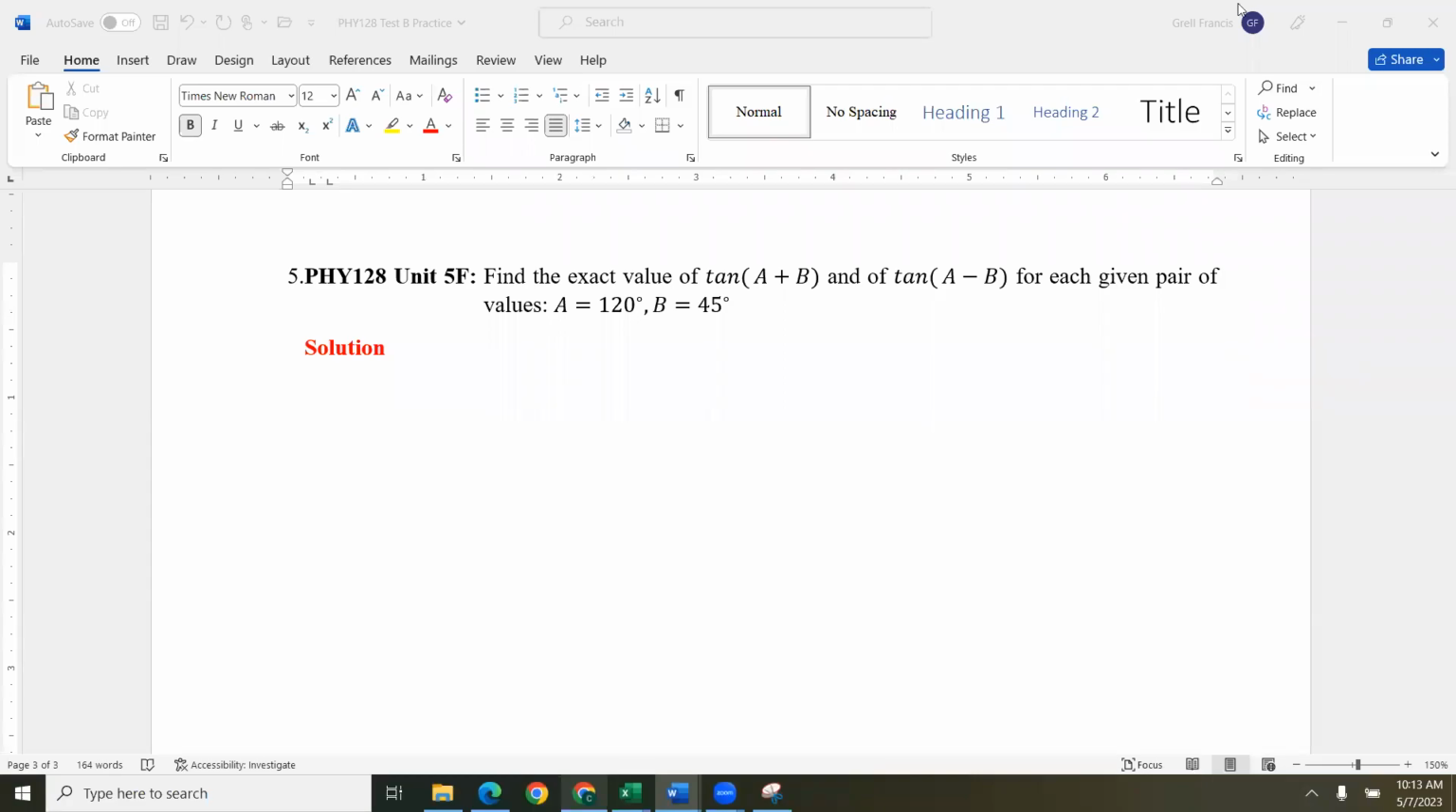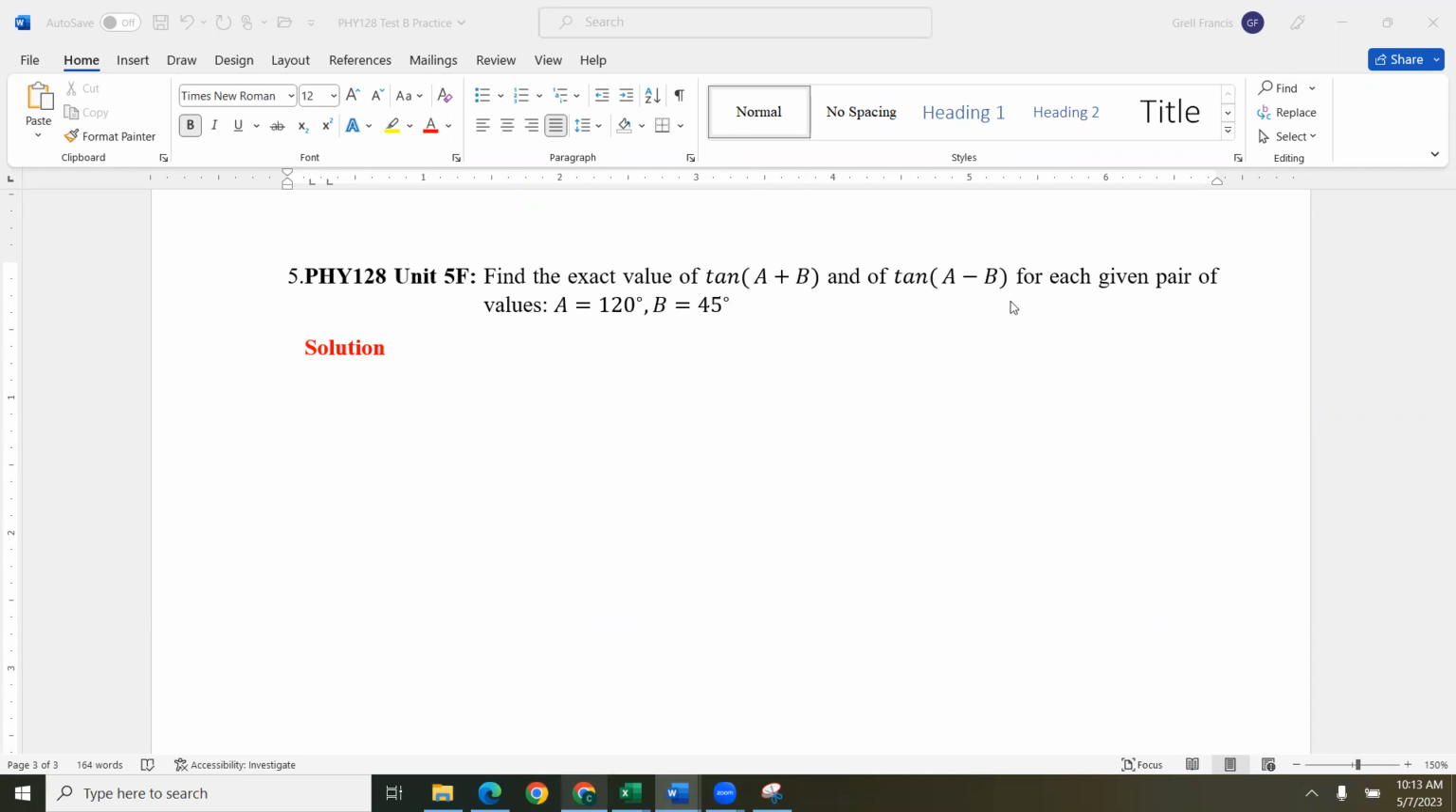So now we are moving on to number 5 in PHY 1 to 8 of the practice questions for test B. It says find the exact value of tan of A plus B and tan of A minus B for each given pair of values. A is equal to 120 degrees and B is equal to 45 degrees.